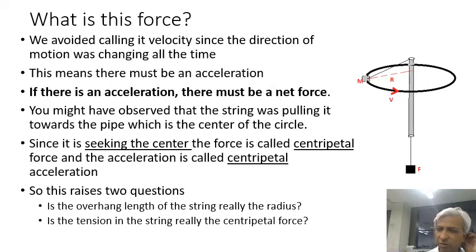So this raises two questions. Is the overhang length of the string really the radius? Is the tension in the string really the centripetal force? Or only a part of the string's tension is the centripetal force? This is something we need to think about before we come to the next class.